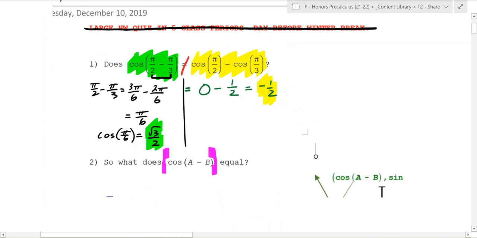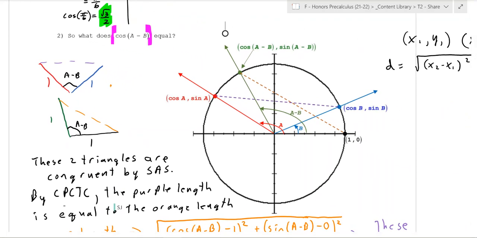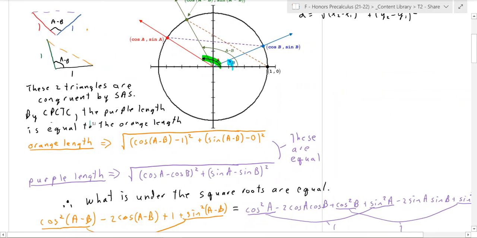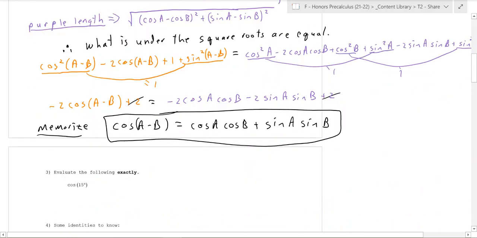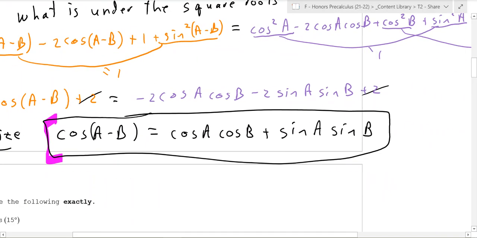Now, if you draw out a really cool diagram on a unit circle, and you draw out a general angle A right here, and a general angle B right there, you can use some similar triangles and the distance formula, and what you end up with is this. Cosine of alpha minus beta, so cosine of A minus B, is equal to cosine A cosine B plus sine A sine B. This is something you have to memorize.